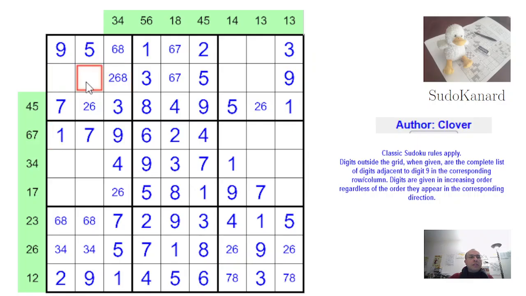1 goes there. This block needs a 4. That's a 3. That's a 4. This column needs a 5. It's not here, so that's the 5. This is 6 or 8. There's already an 8 on this row. So this is 6, this is 8, this is 6, this is 2. That's a 2, that's a 6.